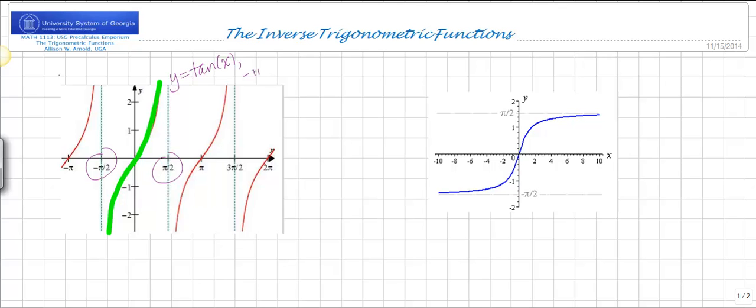And again, we're restricting to the open interval, angles between negative pi halves and pi halves, values between negative infinity and positive infinity.